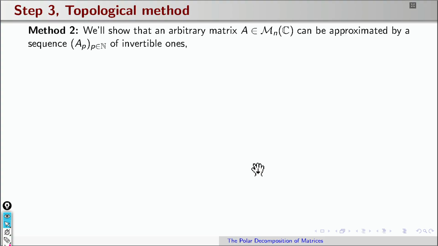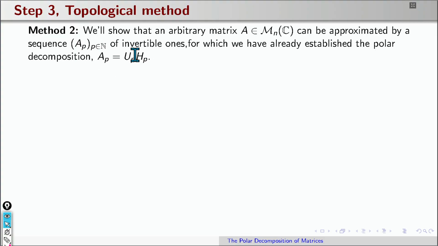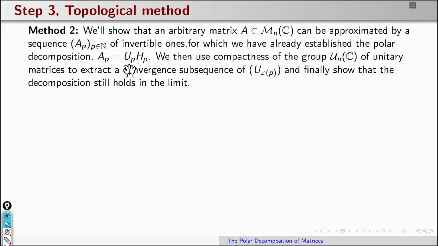So if we pause to think about what we have done, we have defined H, and then we have defined U by parts. Now let us talk about the second method to do this. We approximate A by a sequence of invertible elements for which we have the polar decomposition. We have already established in step 2 the polar decomposition for invertible matrices. And now we just need to show that it is possible to choose a convergent subsequence here, and that at the limit it will still be unitary, and the limit will still be positive.